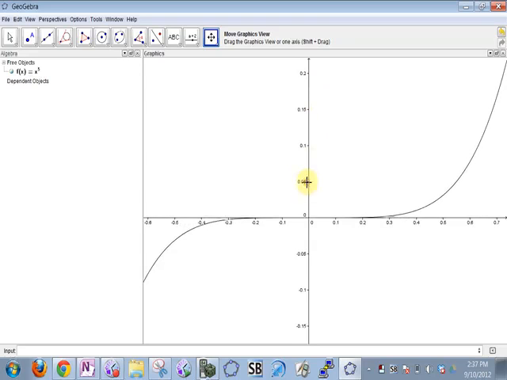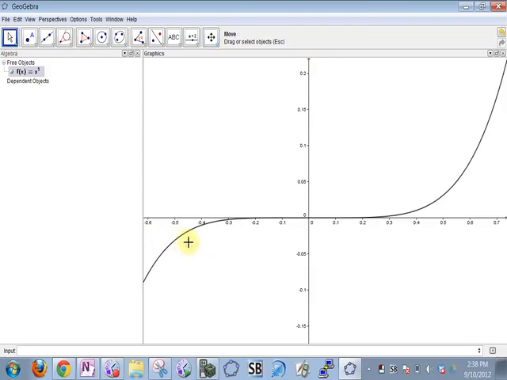Why isn't that going? Come on, GeoGebra. Failing me.